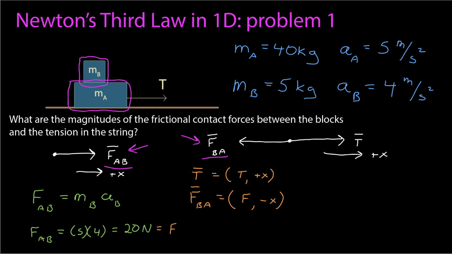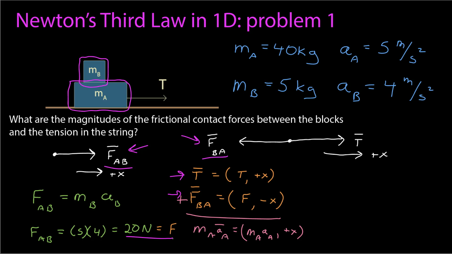So I can go ahead and sum them. The tension force has some magnitude T, I don't know what that is. It's pointing in the positive x direction. And I have this force of B on A. It has a magnitude, which is 20 newtons in fact. I've already calculated that. So I'll just indicate that with an F for simplicity. And it's pointing in the negative x direction.